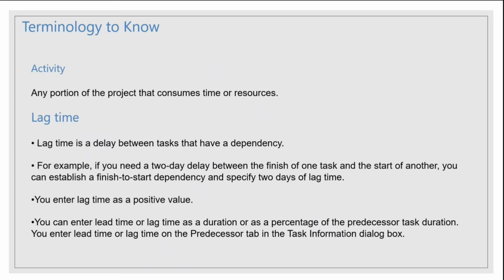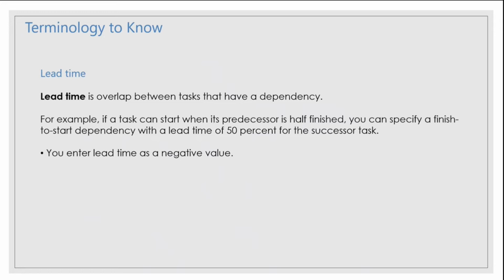So lag is a gap between two subsequent tasks, like task A and task B. Task A is a predecessor for task B, and task B starts after 2 days. So the lag is 2 days in this case. And we enter lag time as a positive value in Microsoft Project, and we can enter the lag time as a time or as a duration percentage. While creating a task, we'll see how to enter this lag time and lead time. Next is lead time.